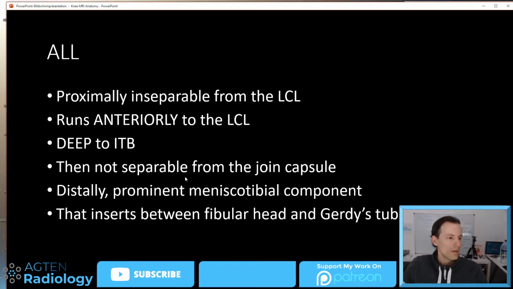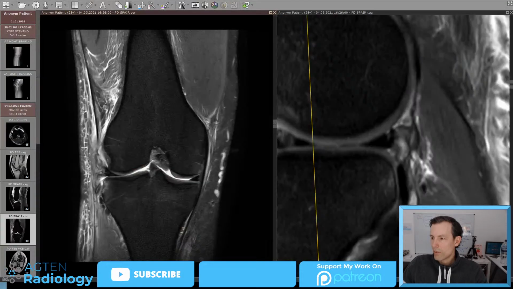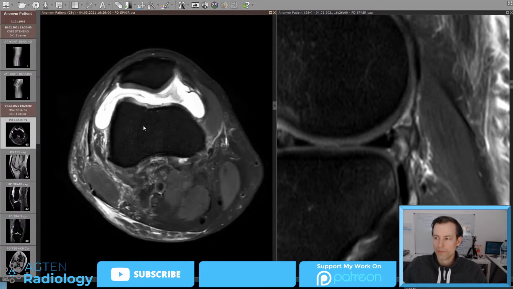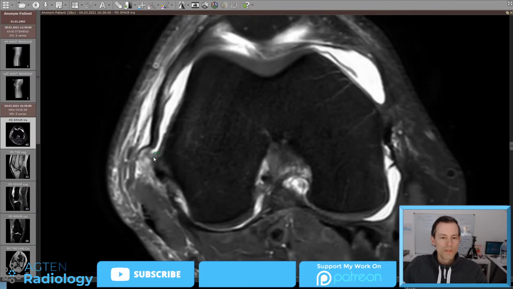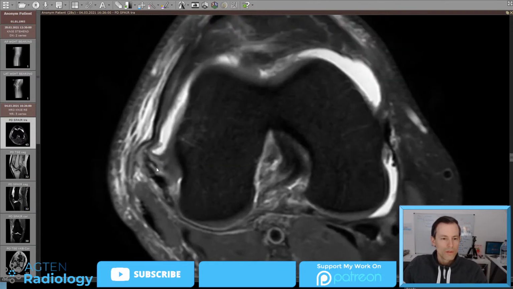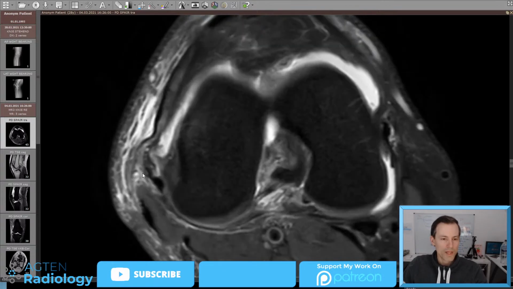That's okay. Yeah, so you can see here the ALL has a similar origin with the LCL. This is from the last video, and it's running anteriorly and then down here and inserts between the half of the distance between Gerdy's tubercle and this one here. So that means if we are now going back to the case here, we go to the transverse, for example, first, make it big. So they have the same origin here. So potentially some of these structures that I just mentioned might actually be part of the ALL.